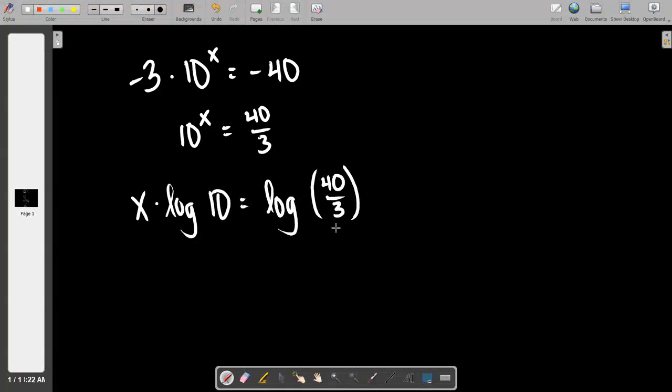When things are ugly decimals, leave them as fractions until the very, very end. It's the only time you should do any rounding is at the very, very end. You see anything in this problem? The log of 10 can basically just be ignored, meaning algebraically the equation is now solved. The only thing left for me to figure out is what's the log of 40 divided by 3.